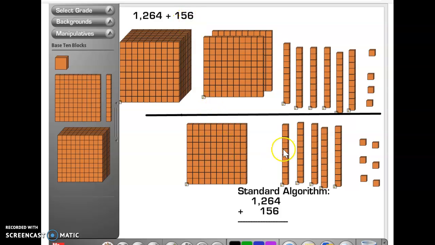So I have 156. So 100, 5 tens, 6 ones. I'm always going to start right over here with my ones. I notice that I have 6 ones here and 4 ones here.